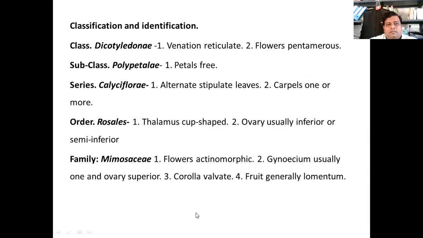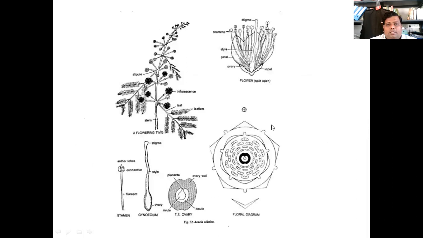This is the classification. Dicotyledonae, because the reticulate venation is there. Flower is pentamerous. Subclass Polypetalae, the petals are free. Calyciflorae series, alternate stipulate leaves, 2 carpels, 1 or more. Order is Rosales, thalamus cup shaped, ovary usually inferior or semi-inferior. Family Mimosaceae: flowers actinomorphic, gynoecium usually 1 and ovary superior, corolla valvate, fruits generally lomentum.